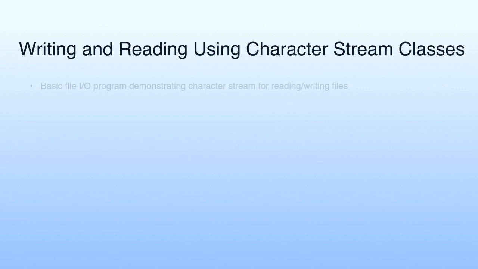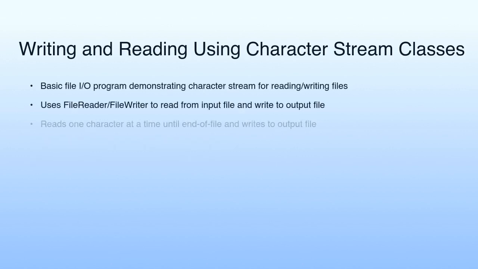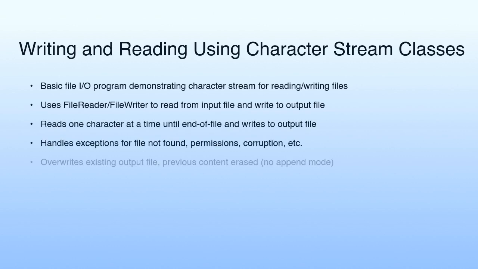A basic file I/O program is demonstrated, utilizing the FileReader and FileWriter classes for reading from and writing to files using character streams. The program reads one character at a time until the end of file and writes to the output file. Exceptions for file not found, permissions, and corruption are handled. The output file is overwritten, erasing any previous content.